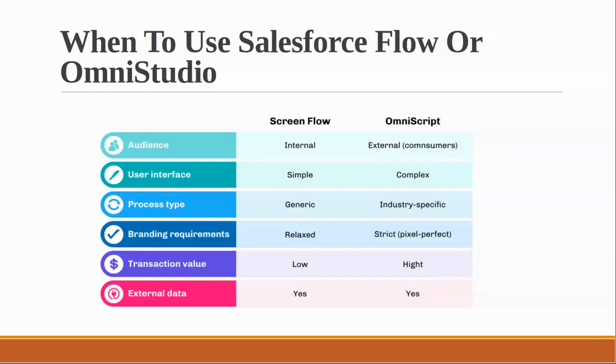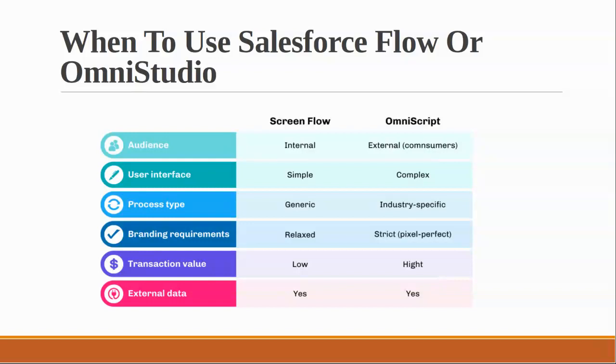OmniScript is basically used for industry specific processes. What do we mean by industry specific? There are some specific OmniScripts which are already provided by Salesforce for specific industries, like we have the shopping cart experience for Communications Cloud. So you do not have to build it from scratch. You can simply embed it in OmniScript and use it as needed. So they are basically used for doing the industry specific operations.